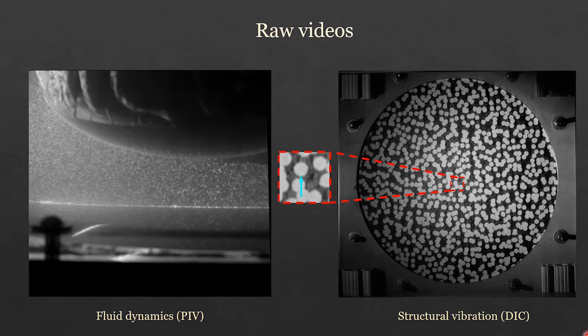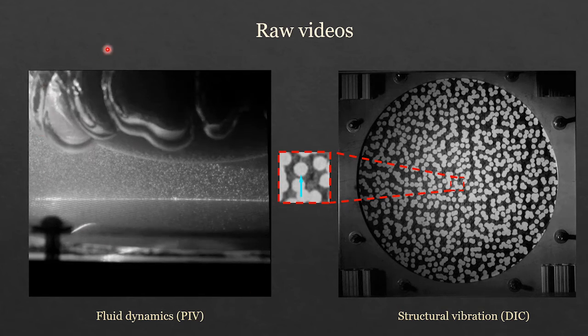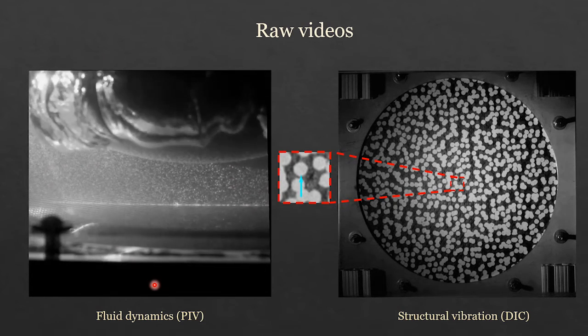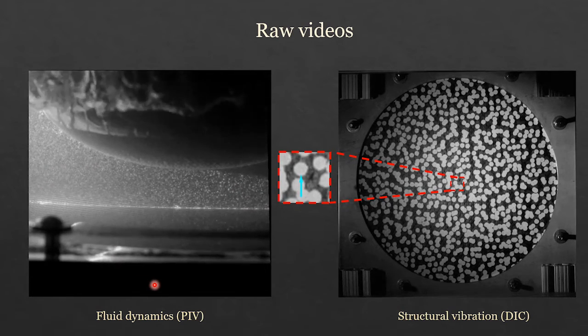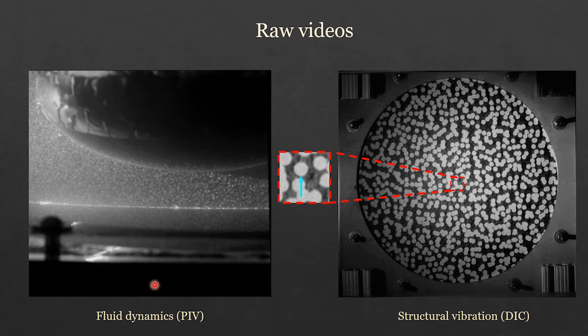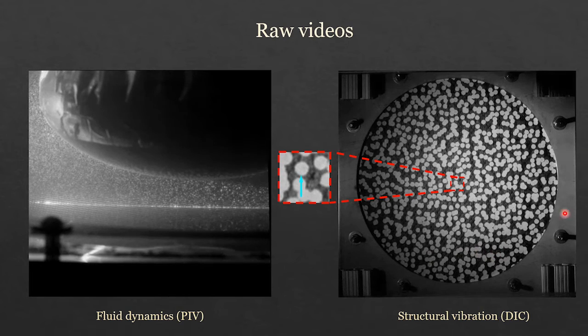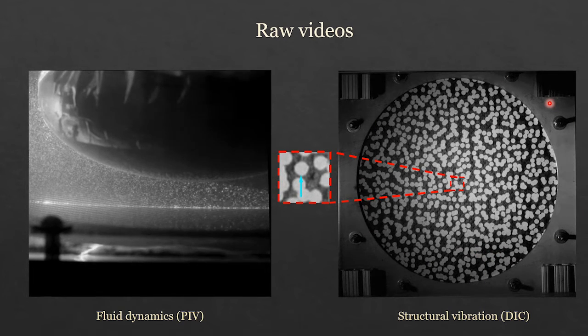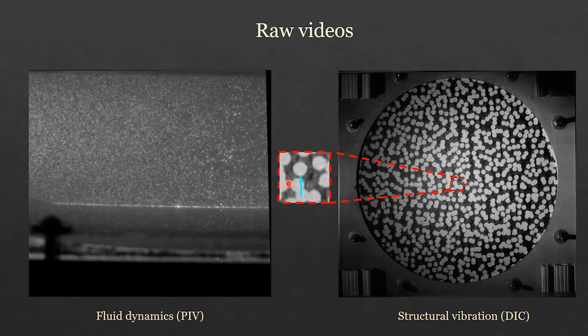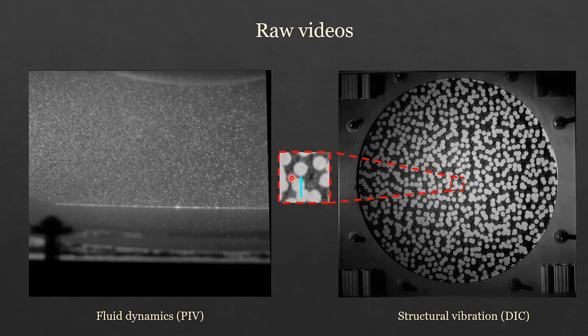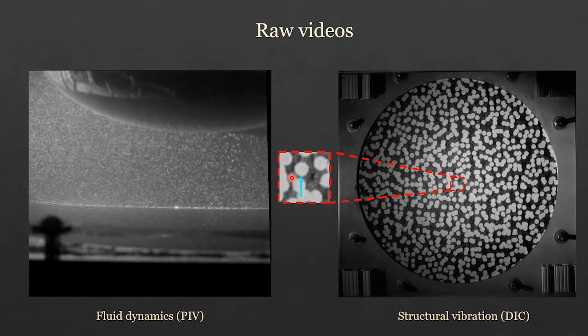The video on the left shows the fluid seeded with particles for PIV. We use microparticles movement to visualize the fluid flow and estimate the hydrodynamic pressure. The video on the right shows the motion of the speckle pattern on the plate recorded for DIC. From the movement of the speckles, we can quantify the plate vibrations.